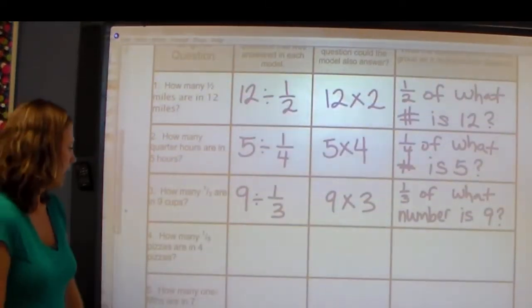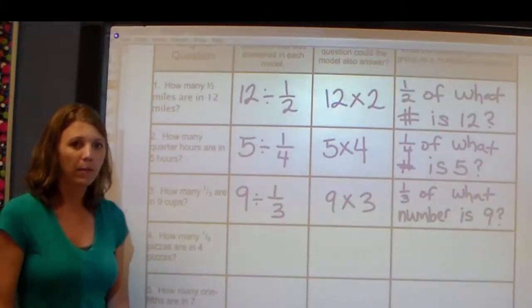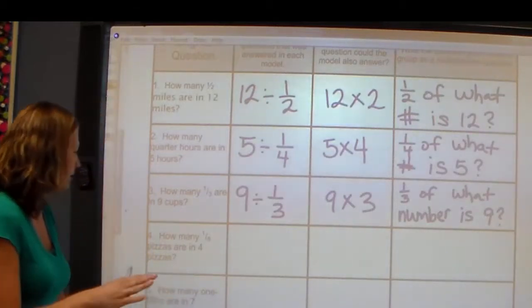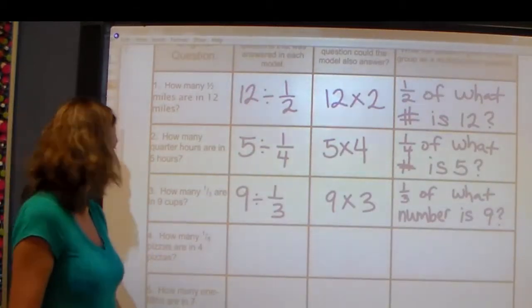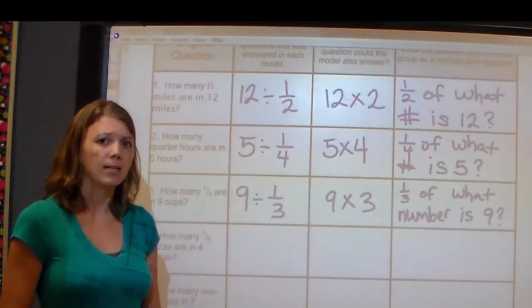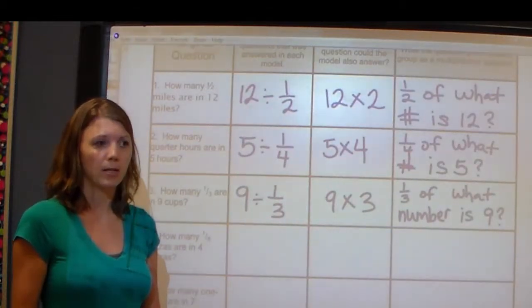Number 4, how many 1/8 pizzas are in 4 pizzas? So if I have a pizza and it's split into 8 slices, how many 1/8 slices are there in 4 pizzas? Well, if you split it into 8 slices, then there would be 8 in each pizza. There would be 8 slices of pizza.